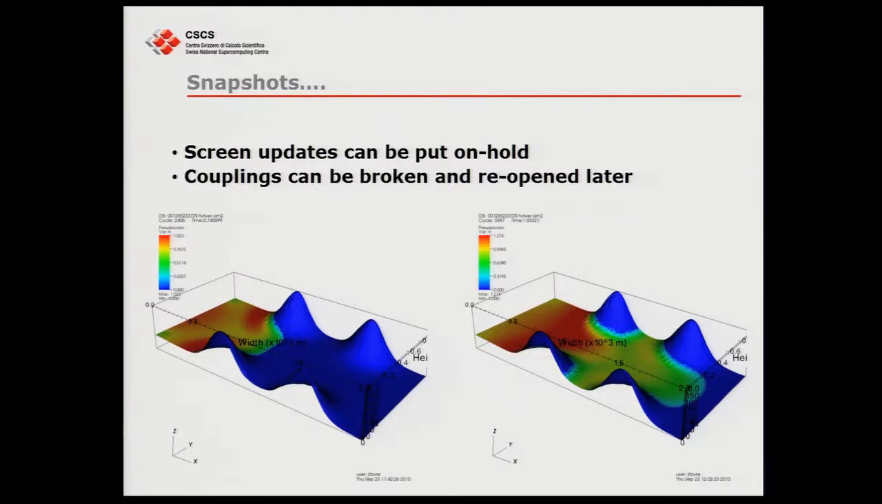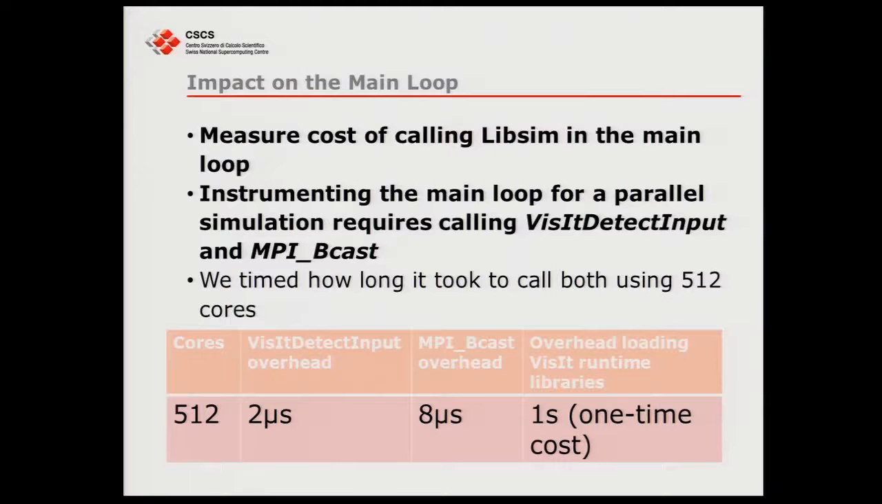As your simulation calculates, you can save different snapshots, etc., of data. What is the cost of it? At every iteration, I check for VisIt, and what we have measured using 512 processors was the cost was 2 microseconds. I think you can afford that, 2 microseconds.